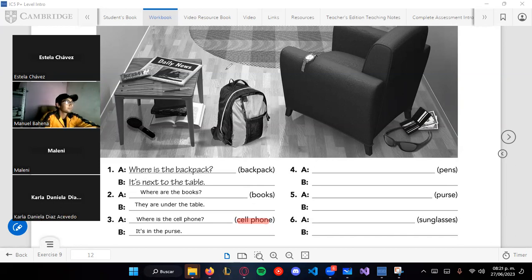Excellent. Number 4, Estela. Then Antonio. Yes, teacher. Where are the pens? They are on the table. Exactly. Now this one's more clear. Okay. Esta sí es mucho más clara. On the table. Sobre la mesa. Okay. Estas sí están sobre, completamente sobre, encima de la mesa. Excellent, Stella. Perfect.